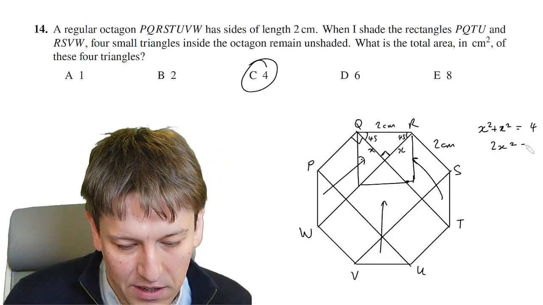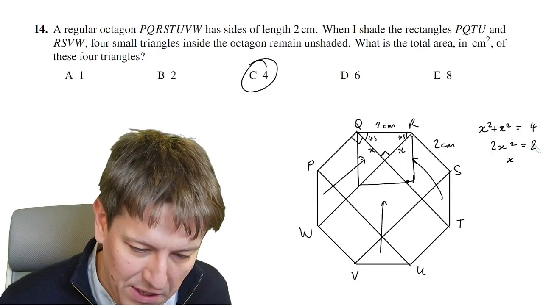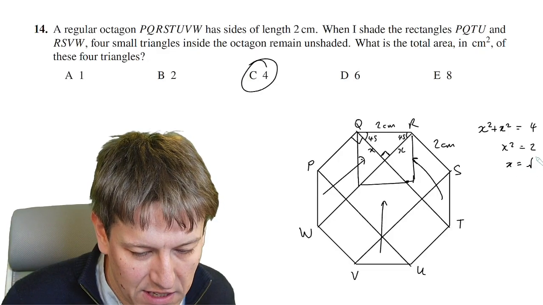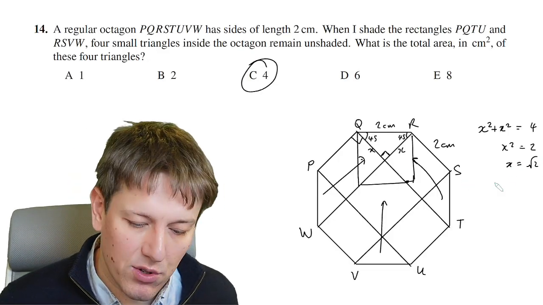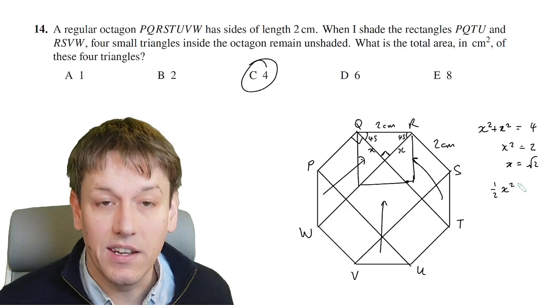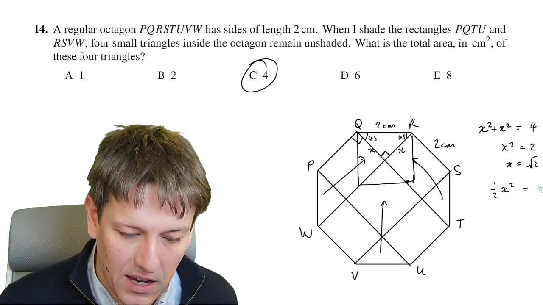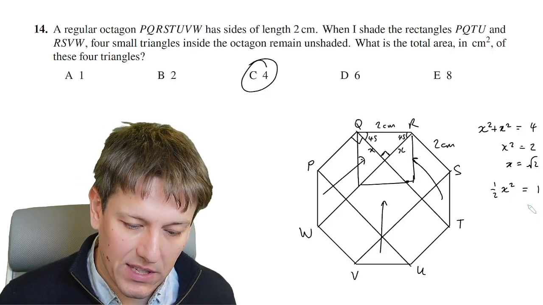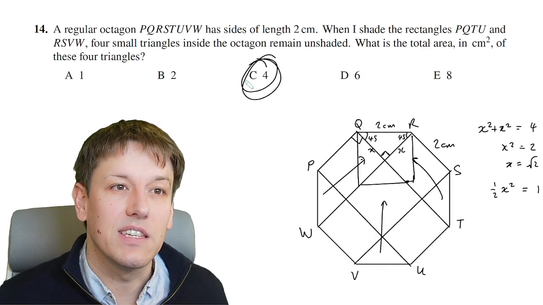So we've got 2x squared equals 4, so x squared is equal to 2. So x here is going to be the square root of 2. Now, the area of this triangle, half base times height, is then a half of x squared, so that's going to be 1, and then if I add 4 of those together, I'm going to get back to the same answer where the area is equal to 4.